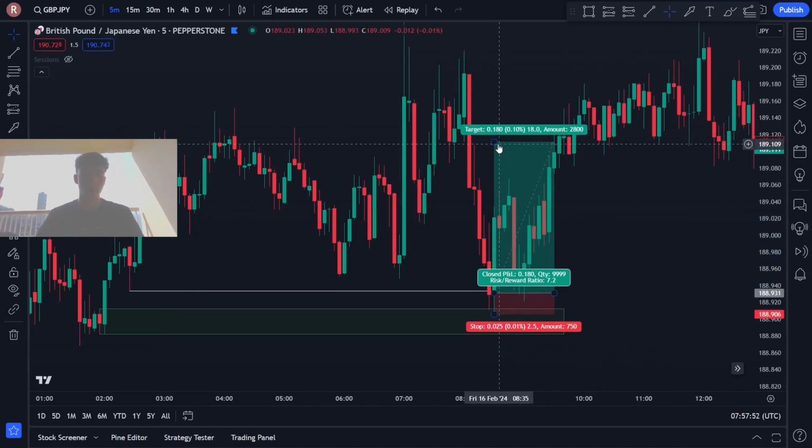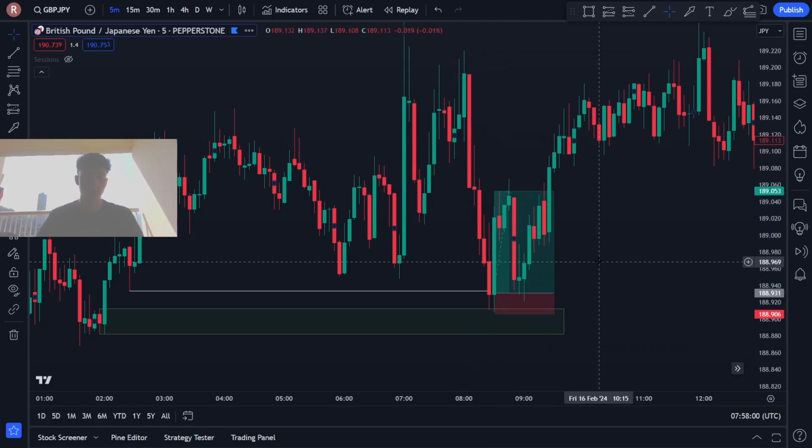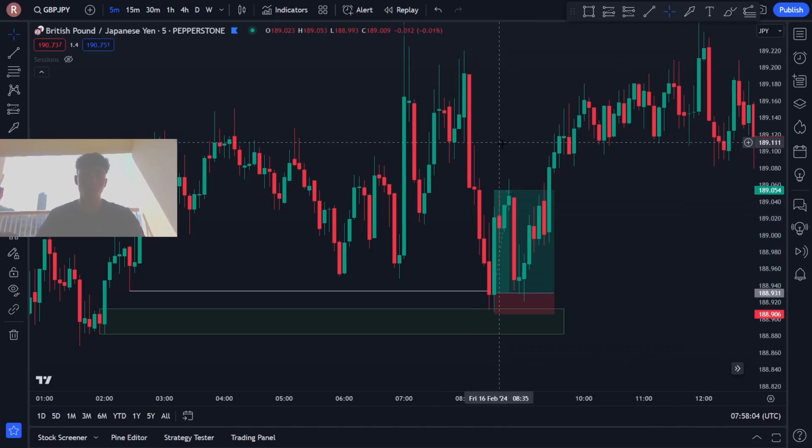You can see right here, this one was about a 1-to-7. With TP rules, it would have been 1-to-5. I'll get into TP rules in a moment. It's the very easy way to take a good risk to reward on all trades if you don't actually know exactly where to place the TP.